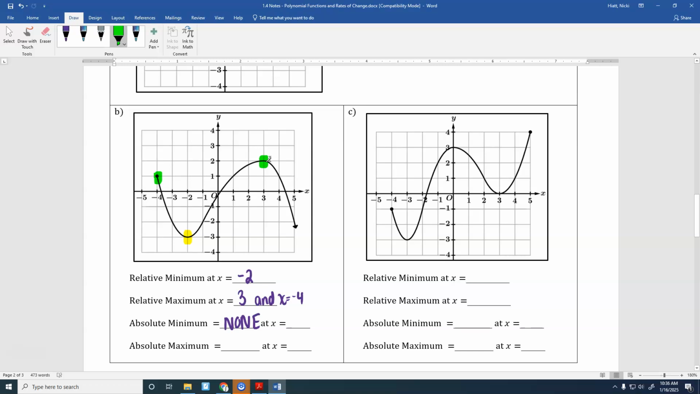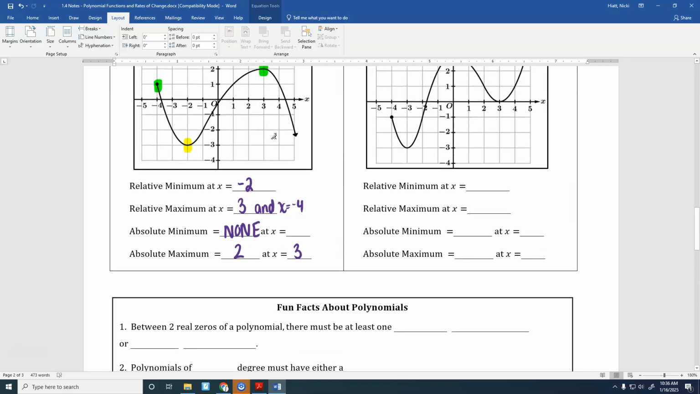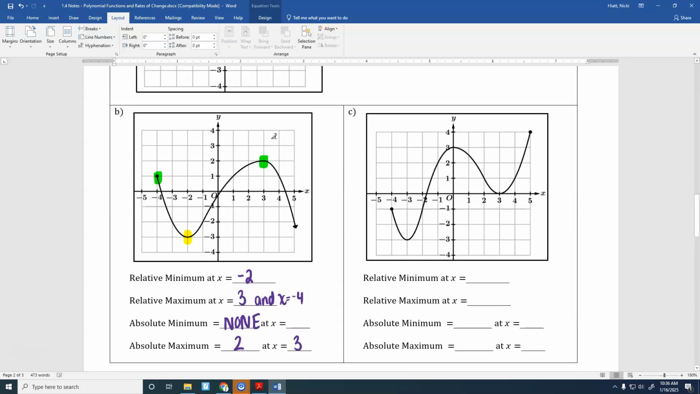All right, now I need to think about my absolute maximum. So whenever I'm looking at that graph, Marley, what's my very highest point? What is my absolute maximum? Okay, it is at 3, so it's going to be at x equals 3. What is the absolute maximum value? 2. So we'll say absolute maximum is 2, which happens at x equals 3. Okay, you guys do C on your own real quick.